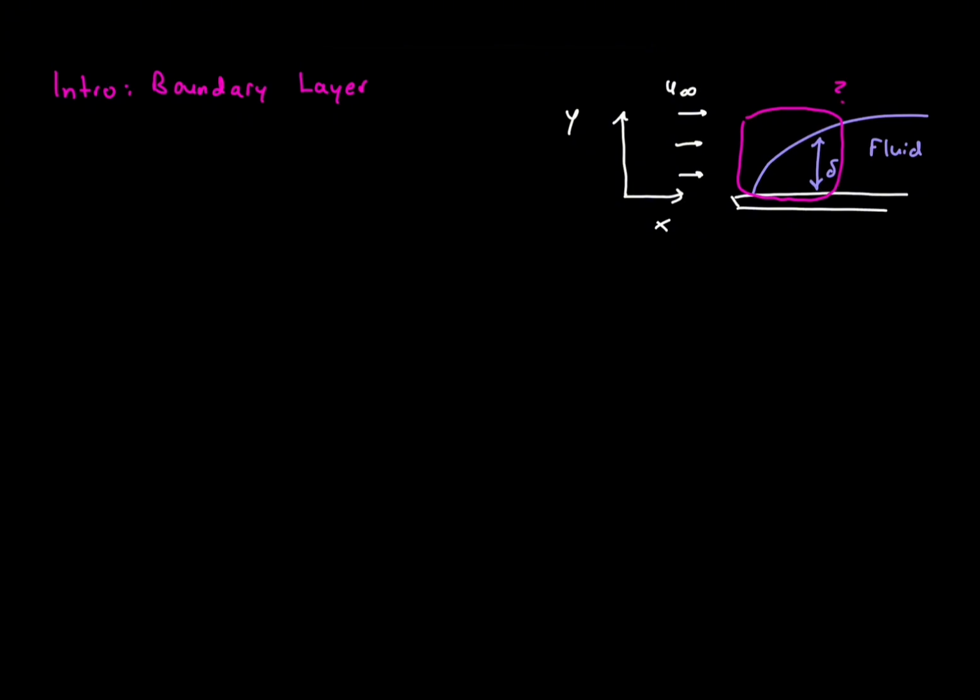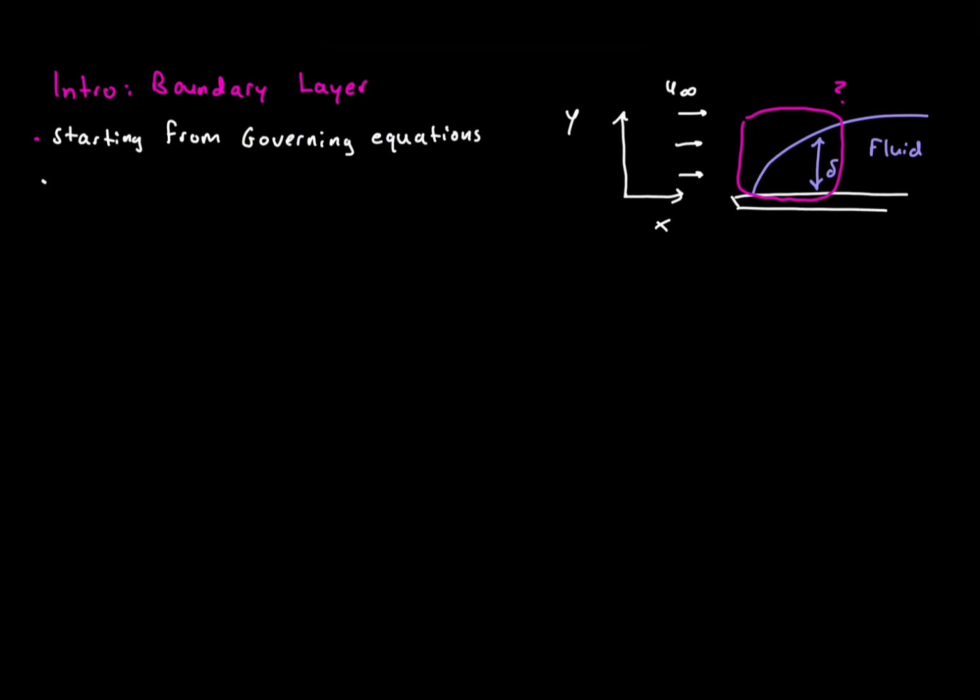So, somewhere between the wall and the free stream, the velocity must change. And it turns out this change does not happen everywhere. It happens inside a very thin region near the wall. This region is called the boundary layer. Let's start from the governing equations.